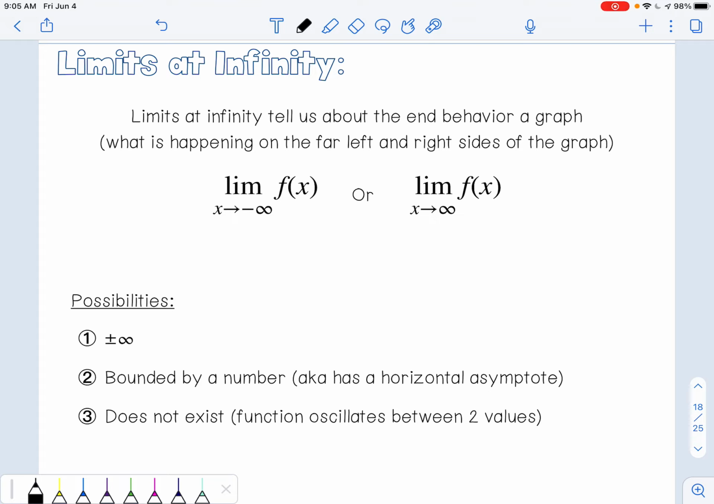So just like we can take the limit as x approaches a specific value, we can also take the limit as x approaches negative and positive infinity. And what these limits at infinity tell us is about the end behavior of the graph. So what's happening at the far left or the far right-hand sides of the graph.